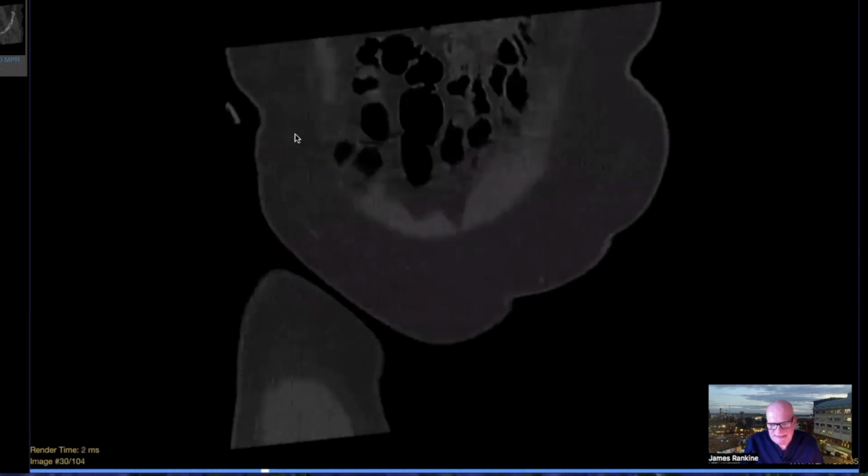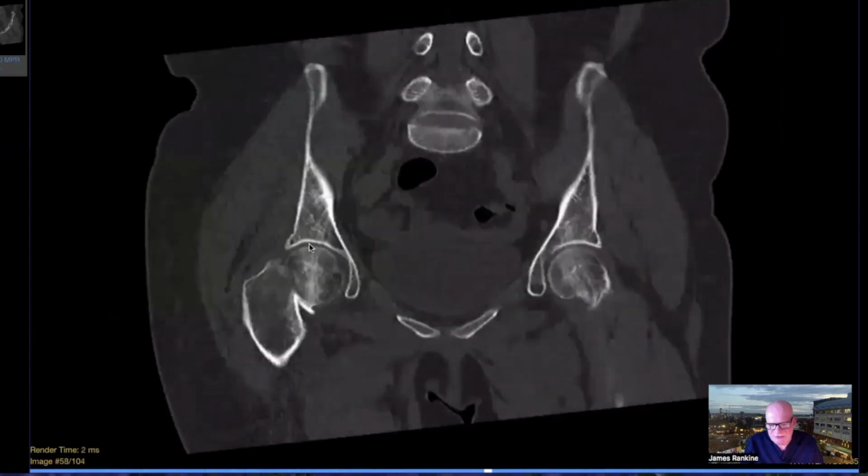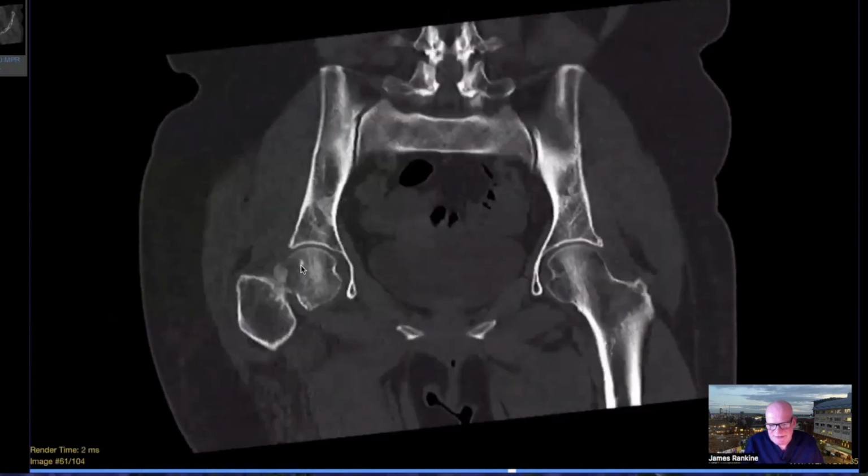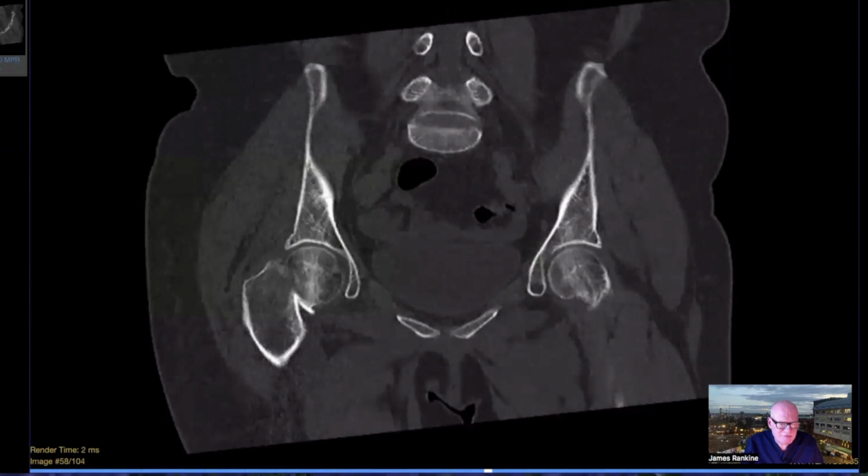And it's really important to pick that subtle change up on an X-ray because the situation can change very, very rapidly. And here's a CT just a couple of days later, and the fracture has gone on and displaced. So it's very important to pick up subtle fractures like that. So that's a subtle undisplaced fractured neck of femur.